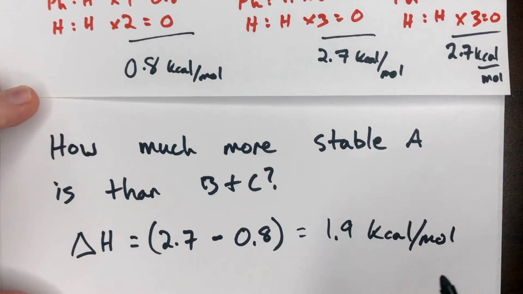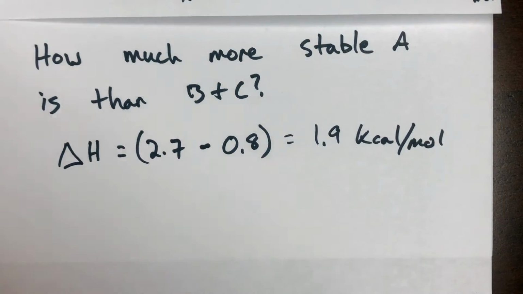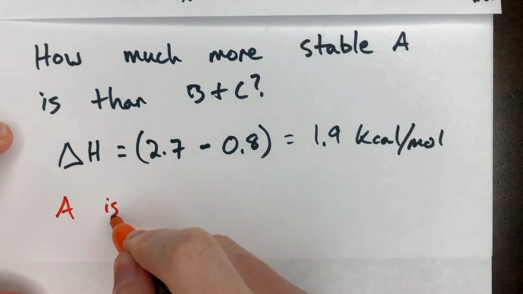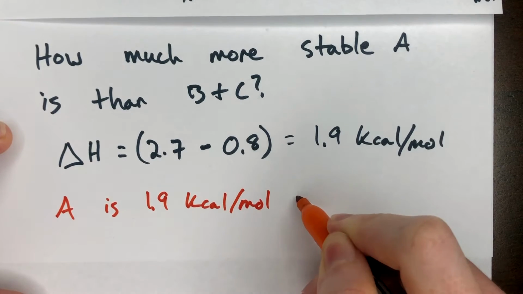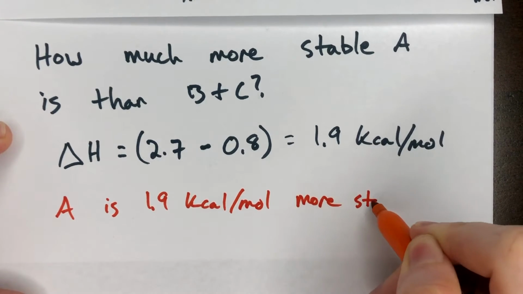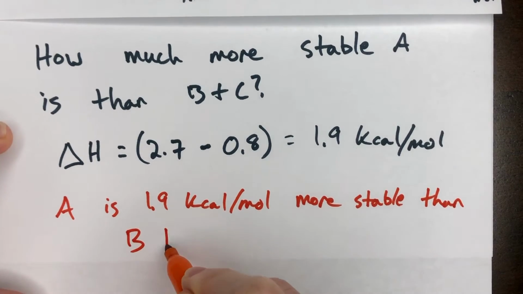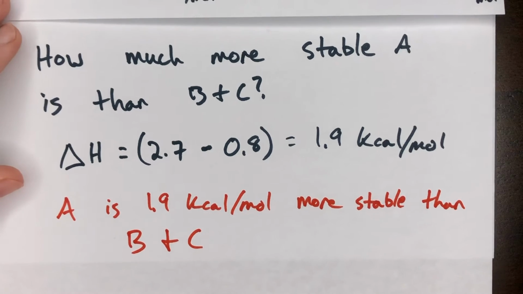And the conclusion is that A is 1.9 kcal per mole more stable than B. And vice versa, B and C are 1.9 more unstable than A.